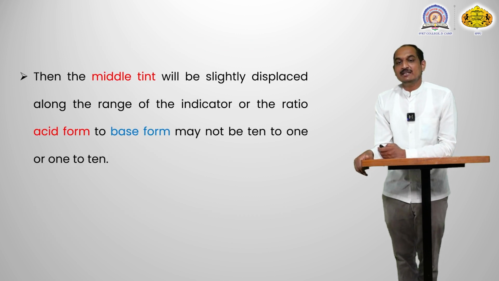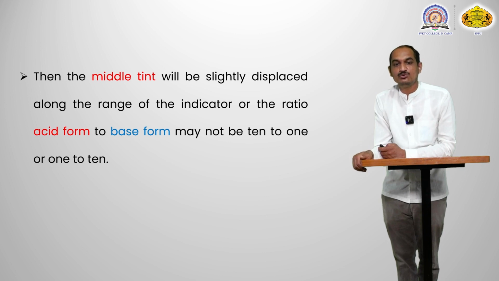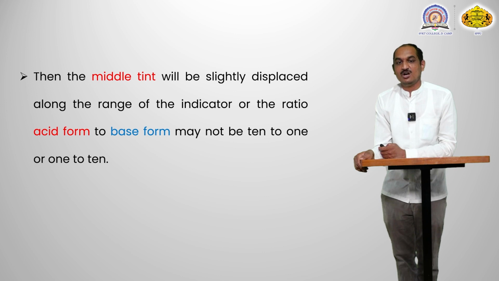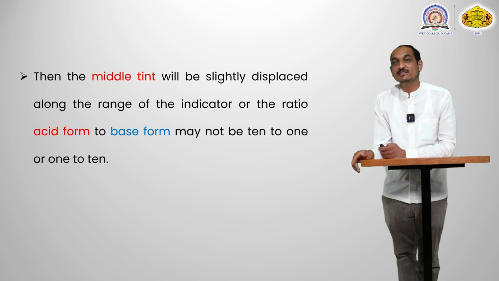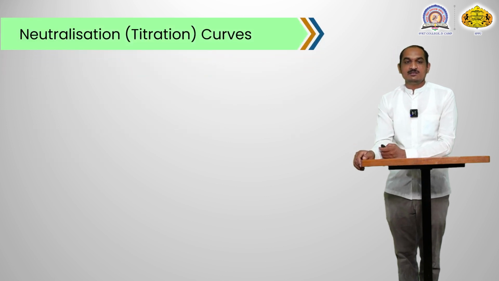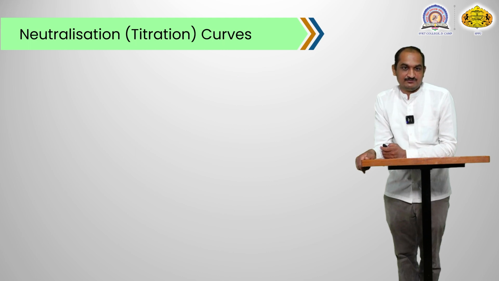Then the middle tint will be slightly displaced along the range of the indicator, or the ratio of acid form to base form may not be 10 to 1 or 1 to 10. Once again I repeat, the middle tint will be slightly displaced along the range of the indicator, or the ratio of acid form to base form may be 10 to 1 or 1 to 10. This is about the theory of indicators.